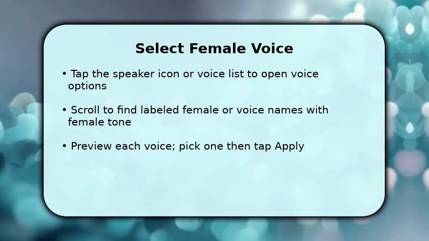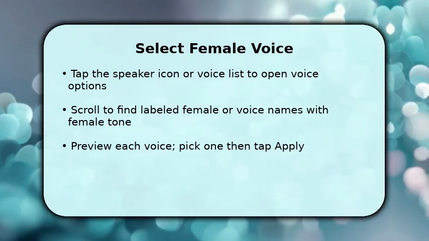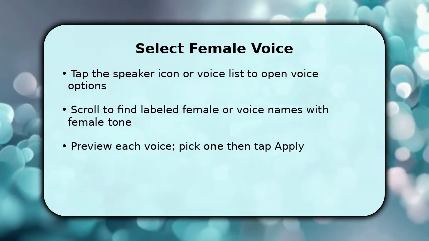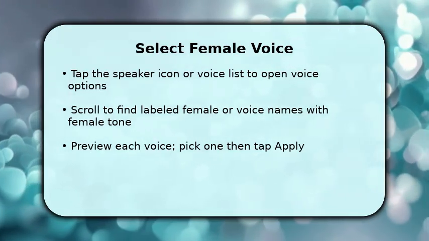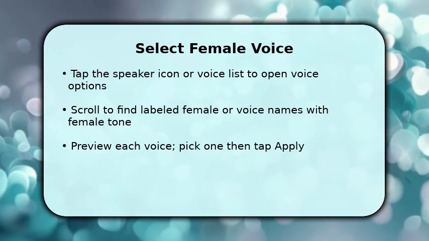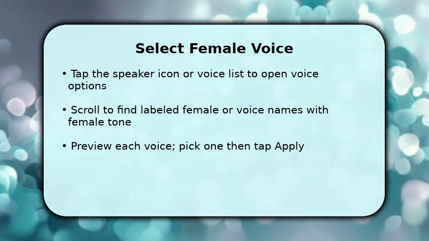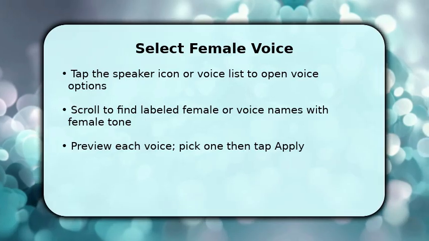You'll see several named options. Listen to each until you find a female-sounding voice. TikTok sometimes labels them by personality or name rather than gender, so preview to confirm. After you choose, tap Apply so the text is bound to that voice.